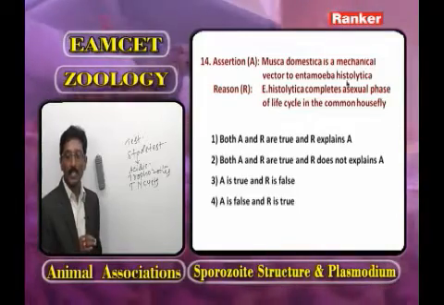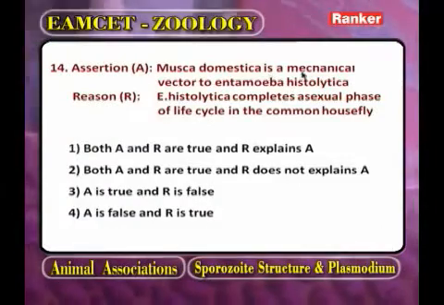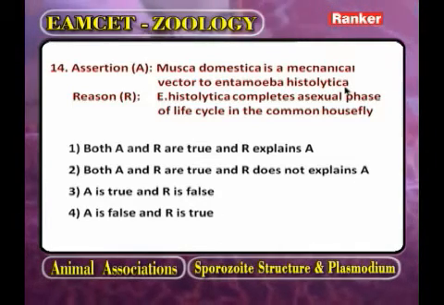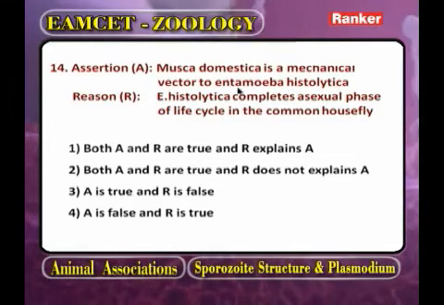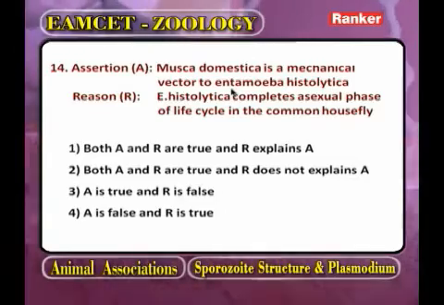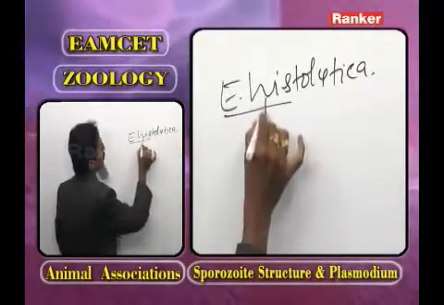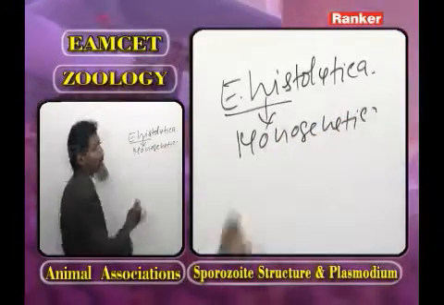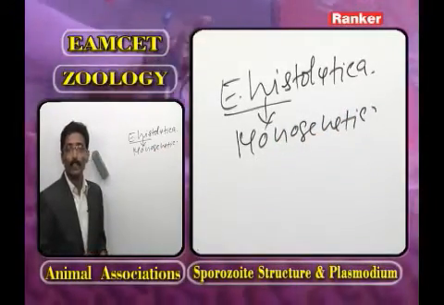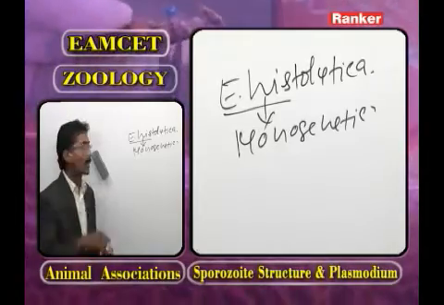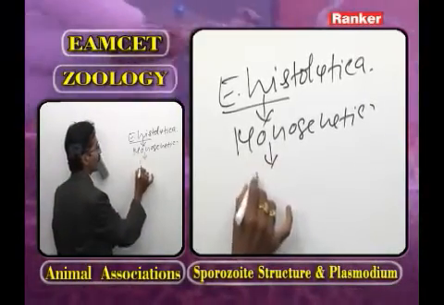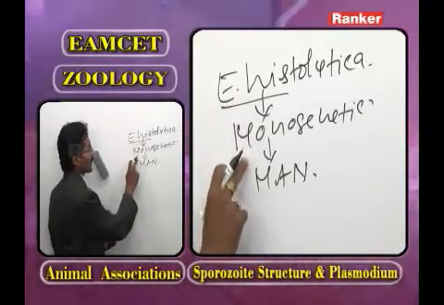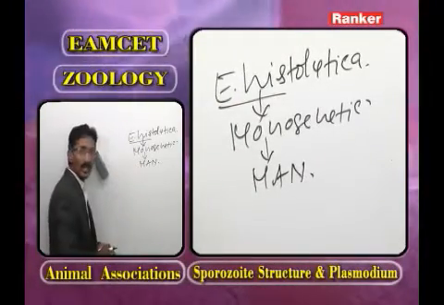Assertion: Musca domestica is a mechanical vector to Entamoeba histolytica. Now, as we observe the life history of Entamoeba histolytica, it is a monogenetic parasite. What is meant by monogenetic parasite? The parasite completes its life history in only one host. Here, what is the one host? That we call man. Entamoeba histolytica completes its life history only in the body of man.